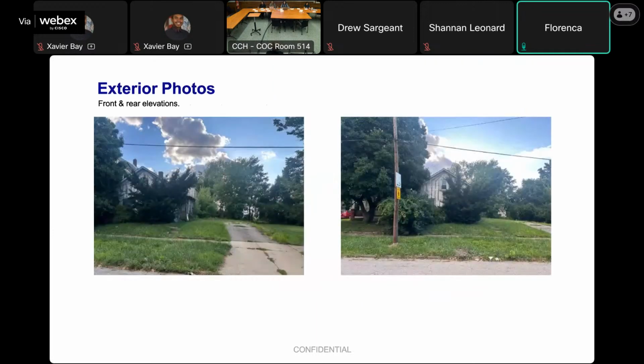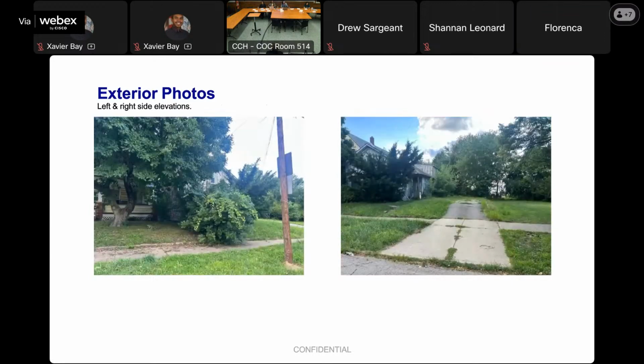Next slide, thank you. And these are the front and rear photos of the property that I took. These are the left and right side photos of the property.